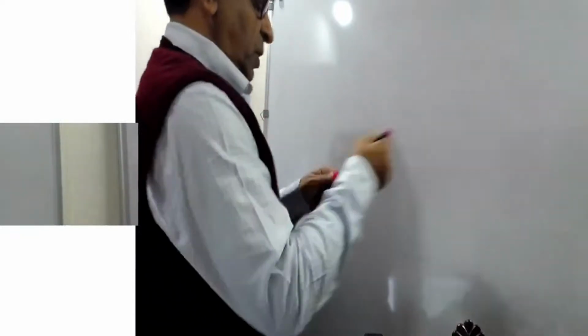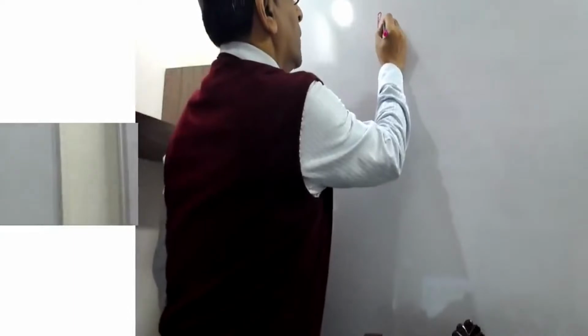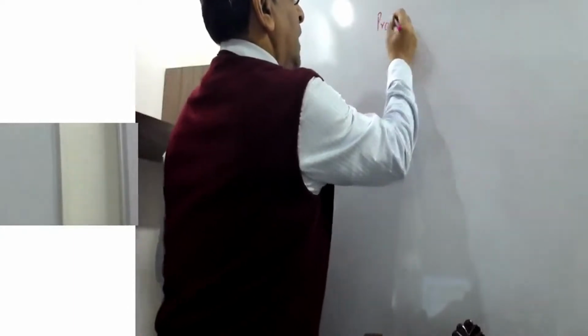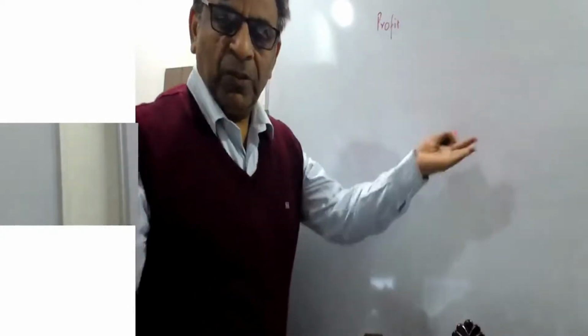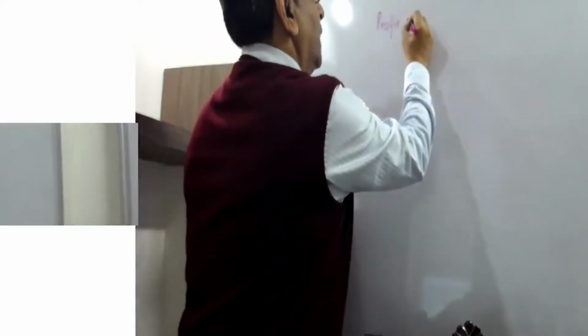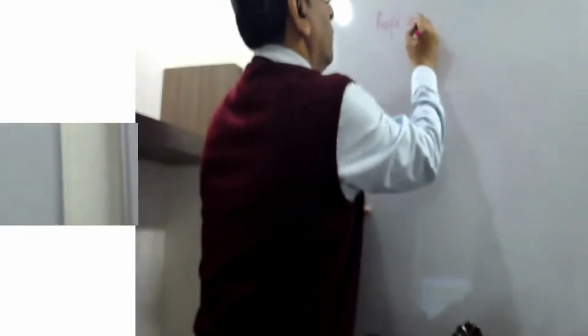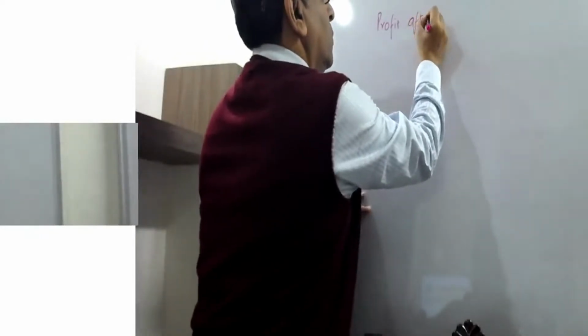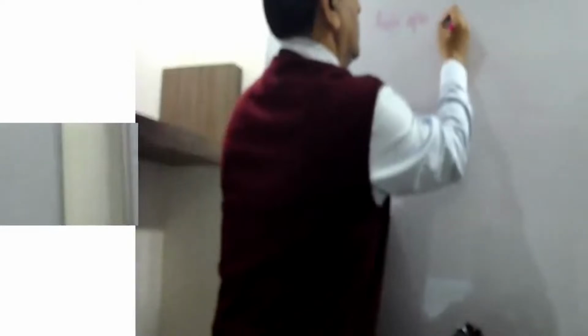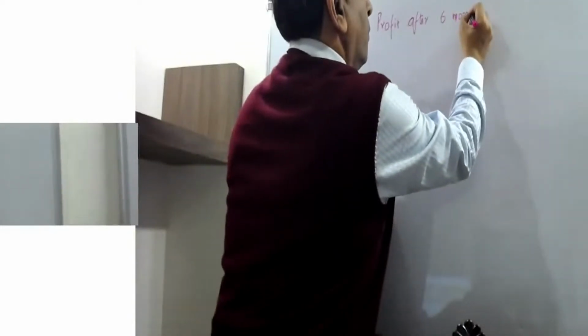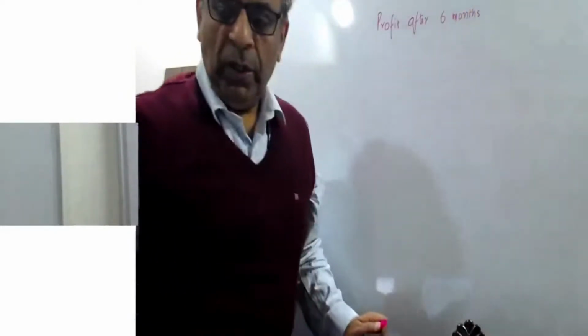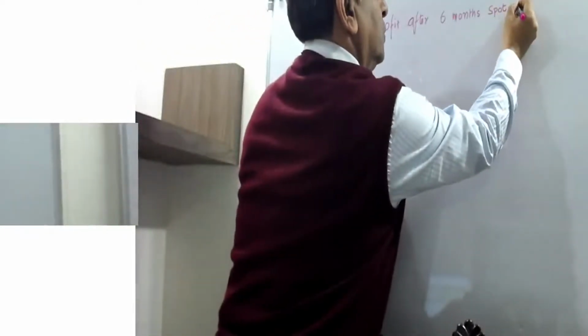So let me know if you can hear my voice clearly and you can see the board. Now what we are going to calculate is profit. We calculated the profit at the spot rates. Now we are going to calculate the profit after 6 months, at the 6 months spot rates. So after 6 months, what was the spot rate? We are going to use that.